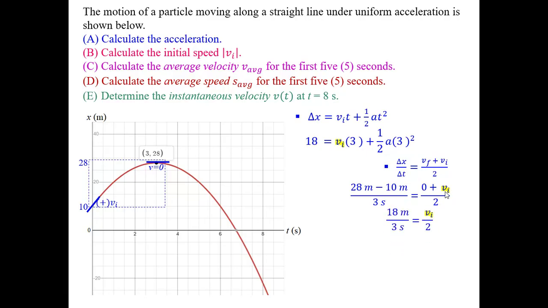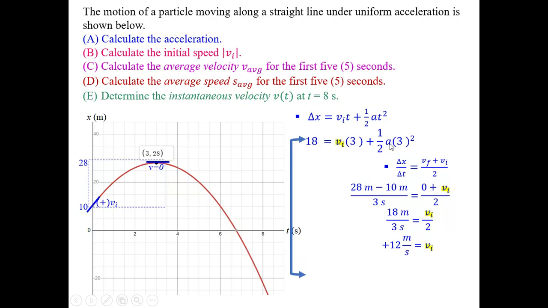And if you clean that up, once again, 28 minus 10 is 18. 18 divided by 3, which is 6. And then multiply both sides by 2. So 6 times 2 is 12. Okay? So the initial velocity, once again, checks out to be 12 meters per second or positive 12 meters per second. Now, once you have VI, you can just plug it back here, right?